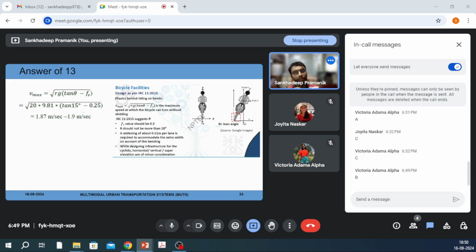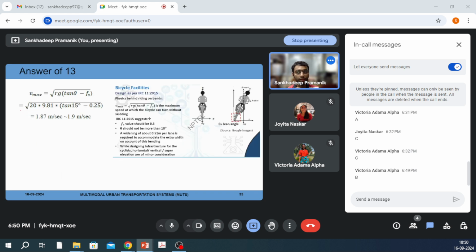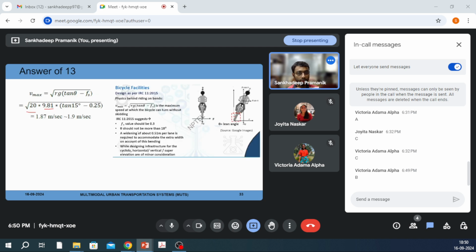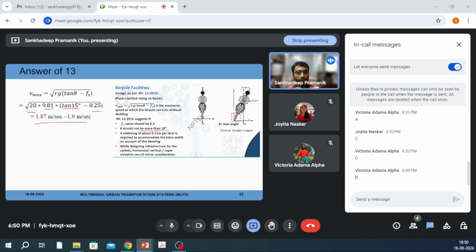So for the maximum case, the radius is given. Turn radius is given as 20 meter. This G value is also provided, 9.81. Theta is the angle made by the bicycle from the horizontal. It is given as 15 degree and it should not be more than 18 degree, and friction value is also given as 0.25. So it will come as 1.9 meter per second.